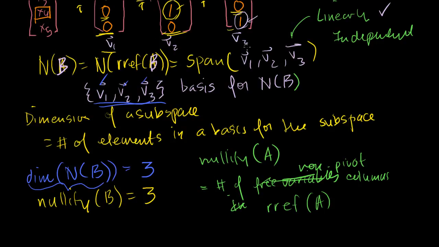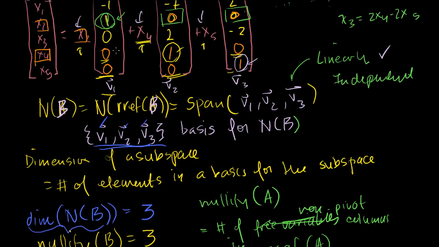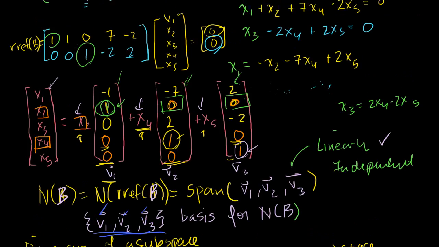All of those free variables have an associated linearly independent vector with each of them, right? So the number of free variables is the number of vectors you're going to have in your basis for your null space. And the number of free variables is essentially the number of non-pivot columns in your reduced row echelon form, right? This was a non-pivot column. That's a non-pivot column. That's a non-pivot column. And they're associated with the free variables x2, x4, and x5. So the nullity of a matrix is essentially the number of non-pivot columns in the reduced row echelon form of that matrix. Anyway, hopefully you found that vaguely useful.